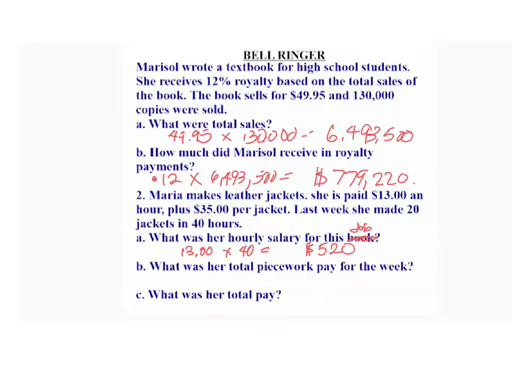Total piecework pay for the week: she gets 35 per jacket, and she made 20 of them, so it is 35 times 20, which is $700. What's her total pay? Well, we add 520 plus 700, and we get 1,220.